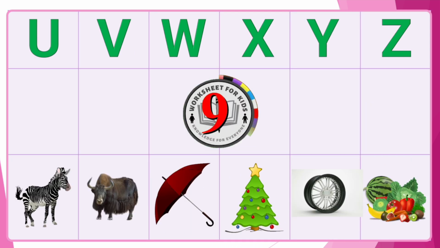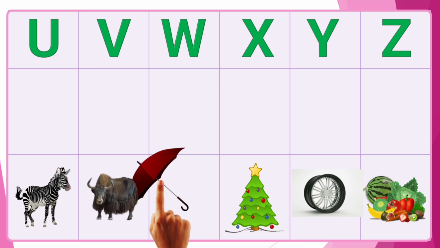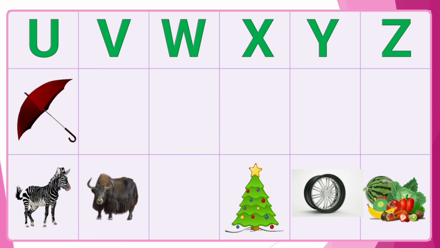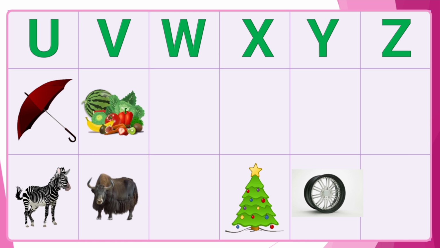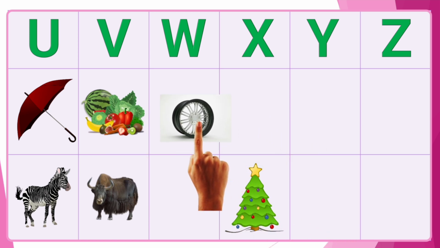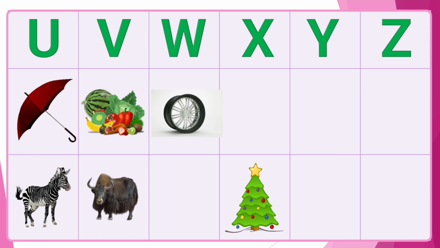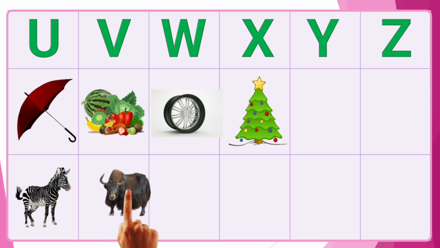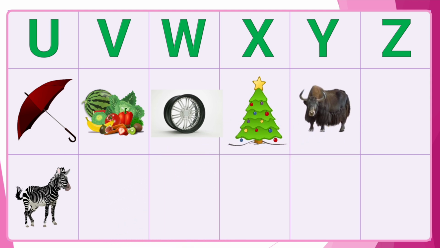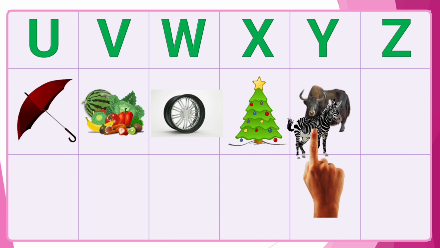10, 9, 8, 7, 6, 5, 4, 3, 2, 1, 0. U for umbrella. V for vegetables. W for wheel. X for Xmas tree. Y for yak. Z for zebra.